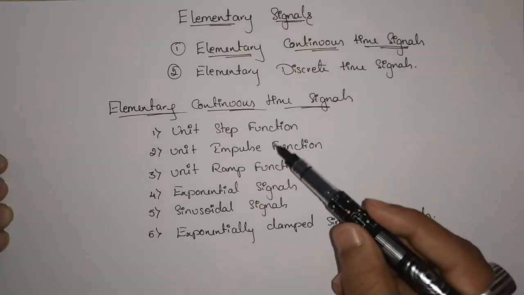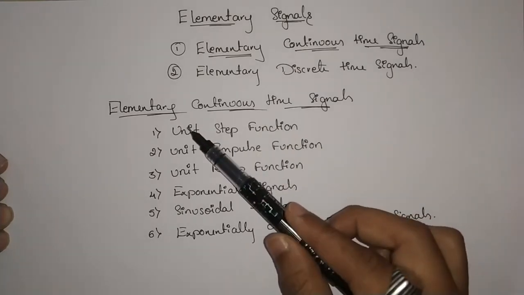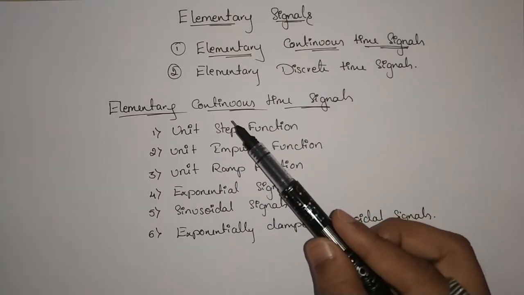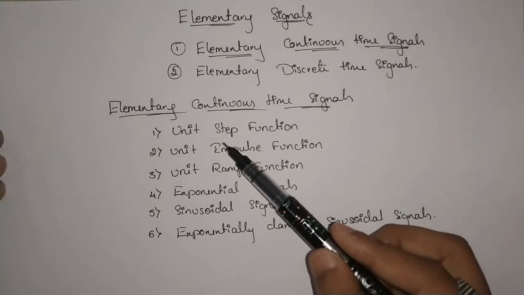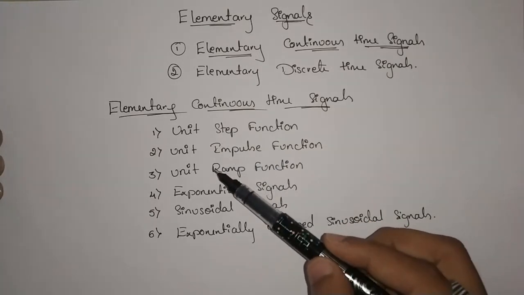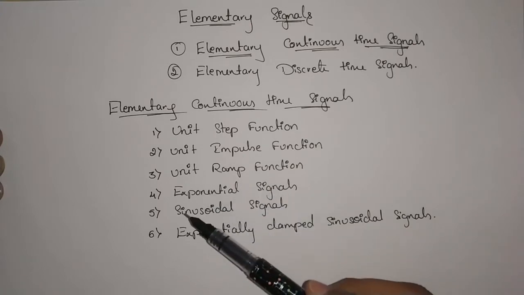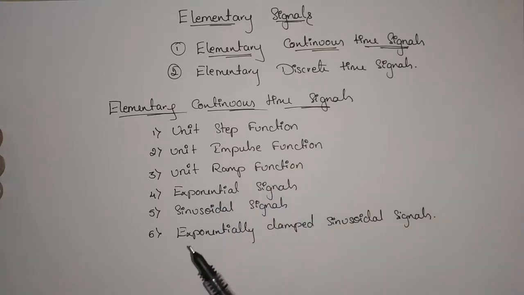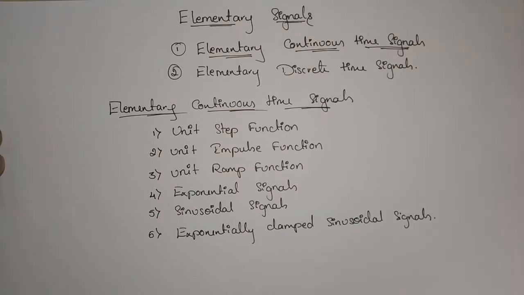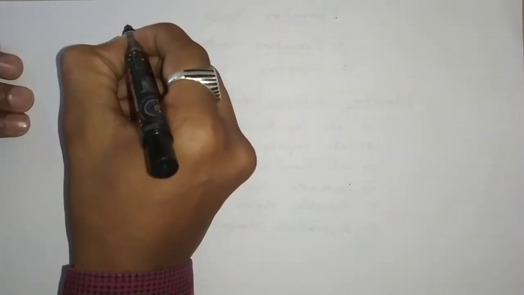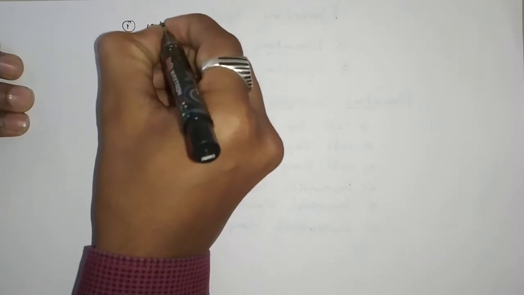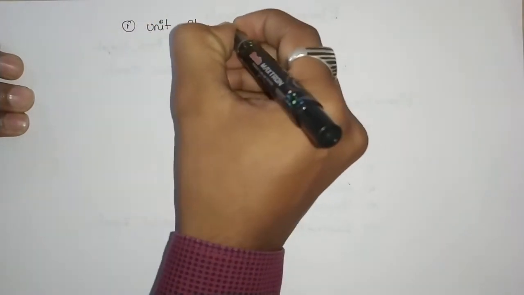These are the six subclassifications of elementary continuous time signals. I'll repeat once again: unit step function, unit impulse function, unit ramp function, exponential signal, sinusoidal signal, and exponentially damped sinusoidal signal. Let us study all these six elementary continuous time signals in detail. First one is unit step function.